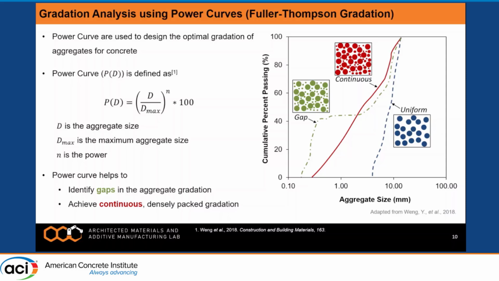Power curves are simply defined in terms of the diameter of the aggregate size, normalized by the maximum aggregate size, and it's basically a function of n, that is a power size. These are very interesting to understand how the gradation is. If you have a uniform gradation, you can see such type of behavior. If you have a gap gradation with two types of aggregate, you see sort of this constant slope between these two slopes here, and you can understand more about the continuous gradation in these types of materials.